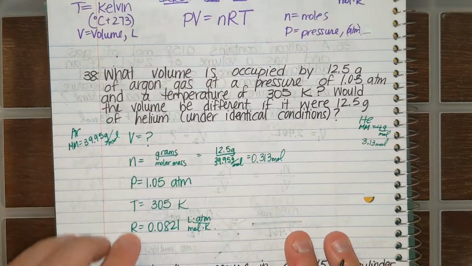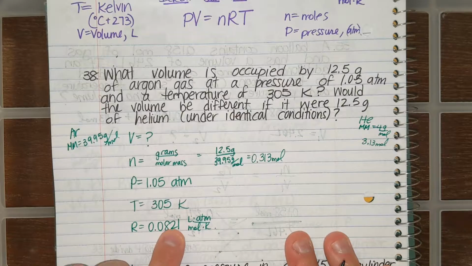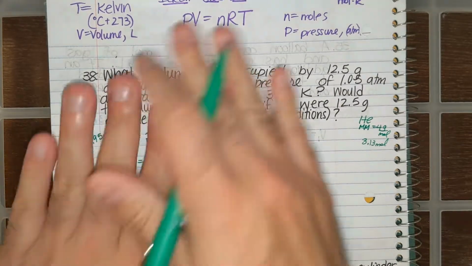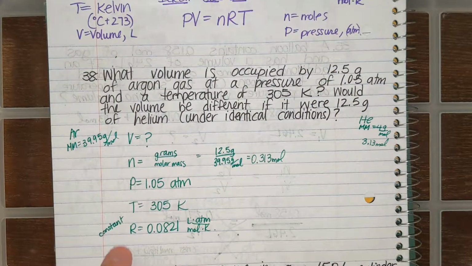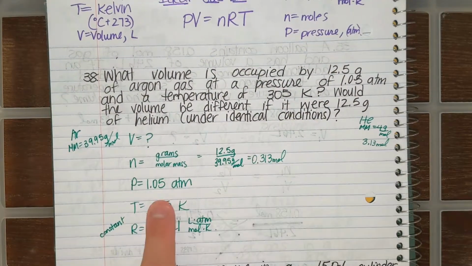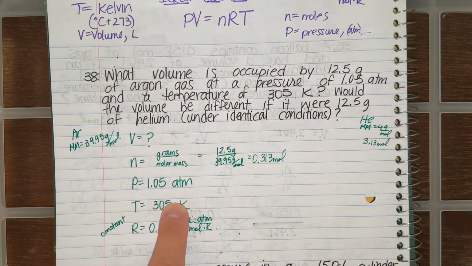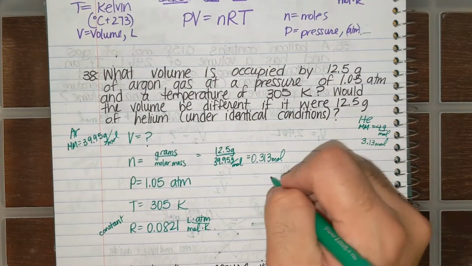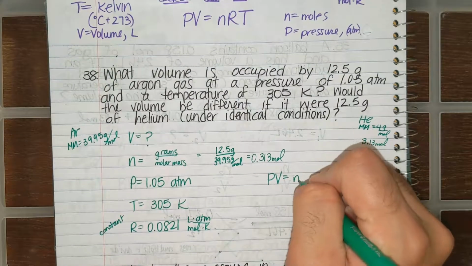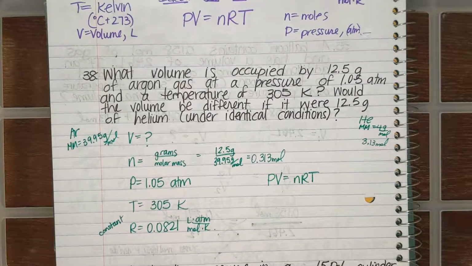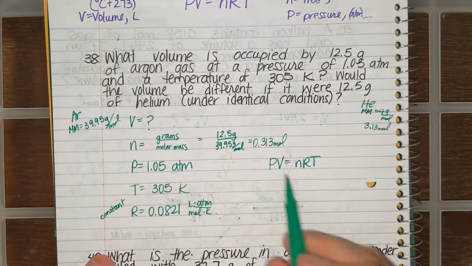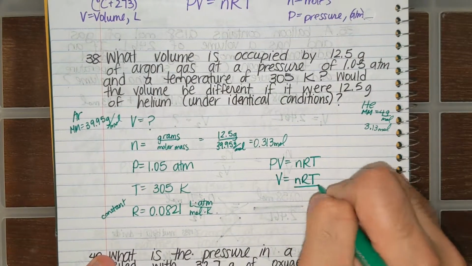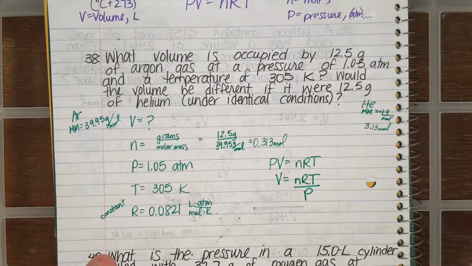All right, so I have R, which is a constant. This is a constant that's going to be given to you. You find it for section 6.4. T is given to you as Kelvin, 305. Pressure is 1.05 atmospheres, moles are just calculated. I'm looking for volume. I could do PV equals nRT. I'm going to rearrange it now. If I want to solve for volume, this is an equation that's nice to know. V is equal to nRT over P.